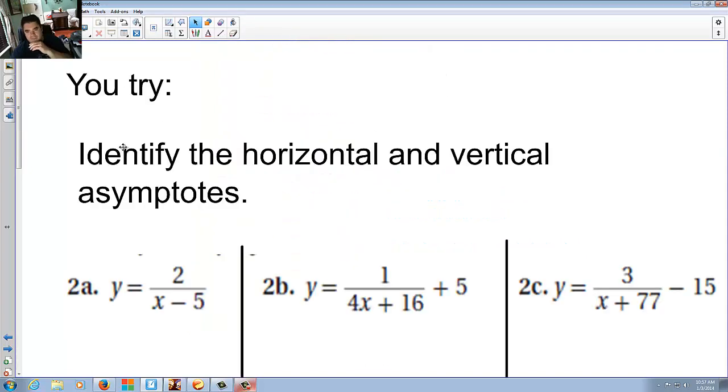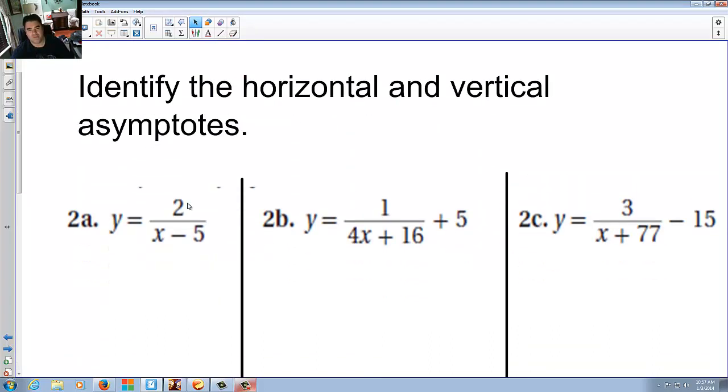You try. Identify the horizontal and vertical asymptotes. So y equals 2 over x minus 5, y equals 1 over 4x plus 16, plus 5, and y equals 3 over x plus 77, minus 15. Go ahead at this time.